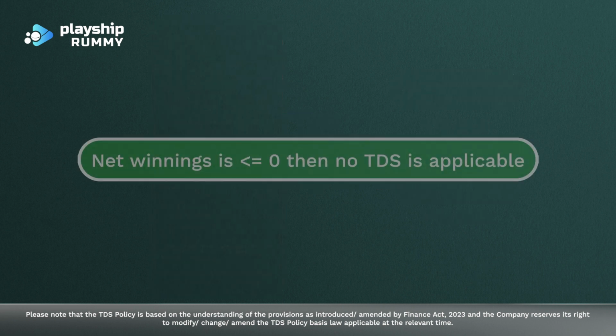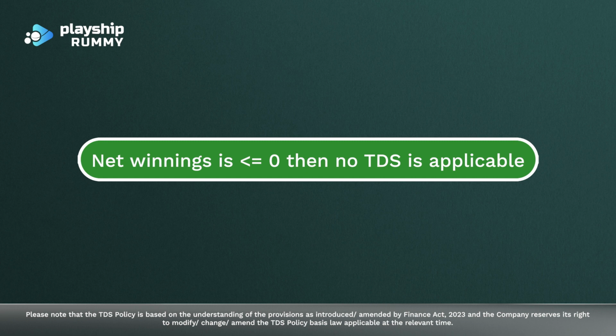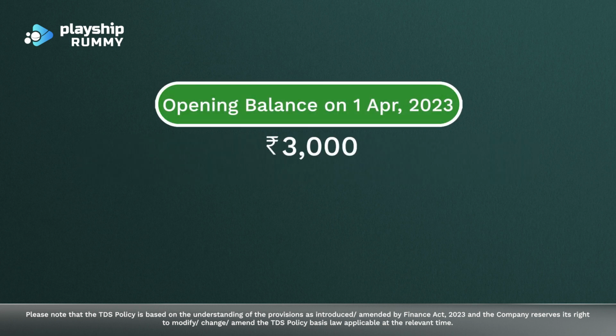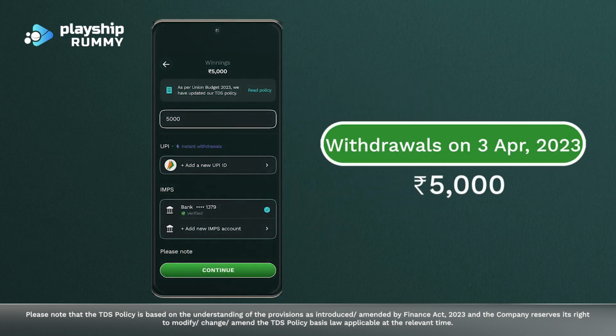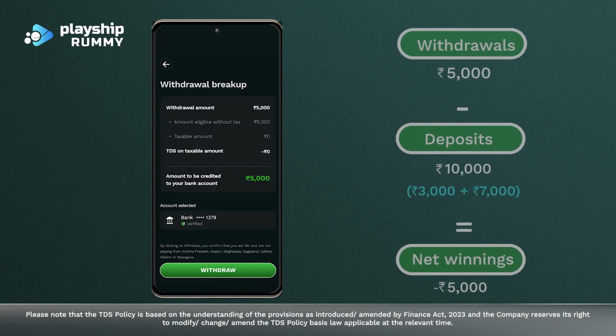Scenario 2. If your net winnings is less than or equal to 0, then no TDS is applicable. Example: let us say you have a year opening balance of Rs 3,000 as on April 1, 2023, and you have deposited Rs 7,000 on April 2, 2023. Now you are withdrawing Rs 5,000 on April 3, 2023. In the above case, your net winnings is equal to Rs 5,000 minus Rs 10,000, that is 3,000 plus 7,000, which is equal to minus Rs 5,000. So, no TDS is applicable on this withdrawal.